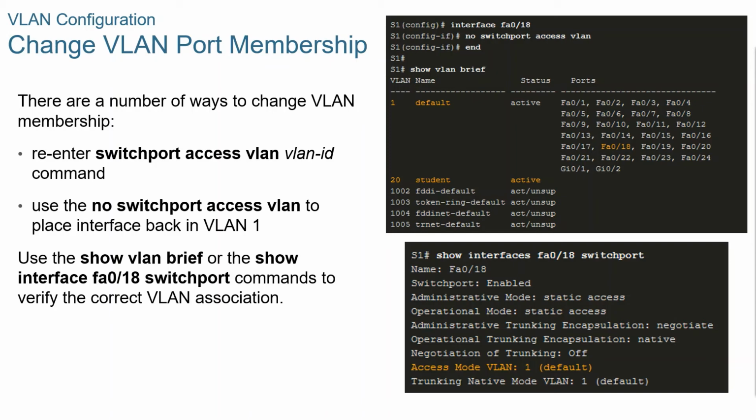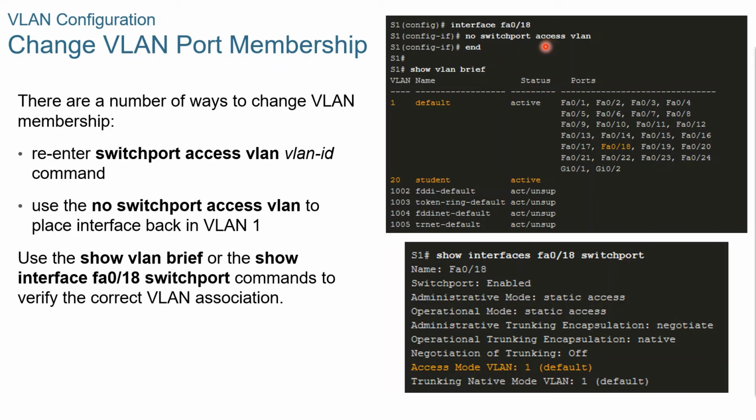Okay, so for instance, assume Fa0/18 was incorrectly configured to be on the default VLAN 1 instead of VLAN 20. To change the port to VLAN 20, we simply enter switchport access vlan 20. To change the membership of a port back to a default VLAN, we use the command no switchport access vlan. As shown here, for instance, interface Fa0/18, no switchport access vlan. This will change the membership of a port back to the default VLAN 1.